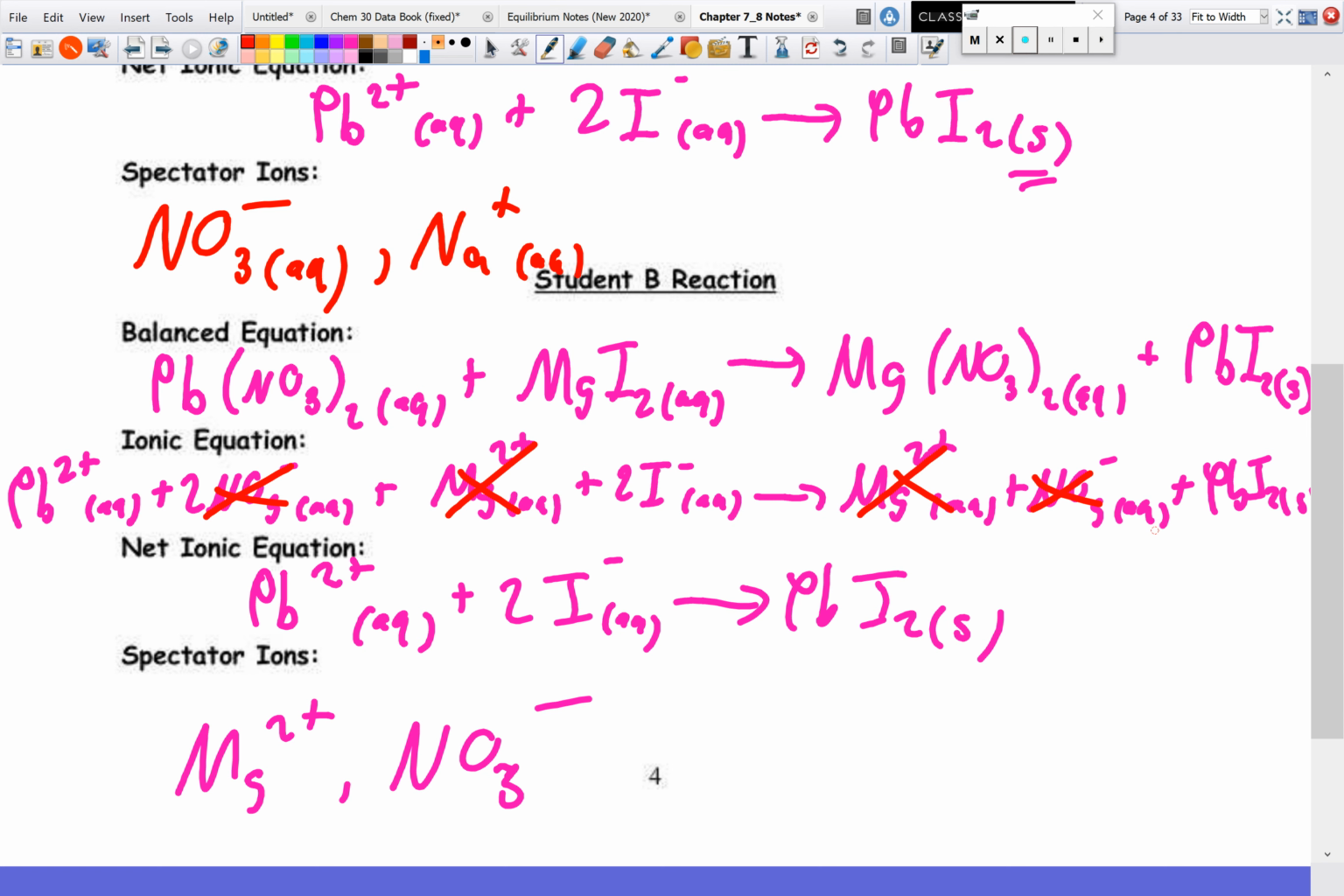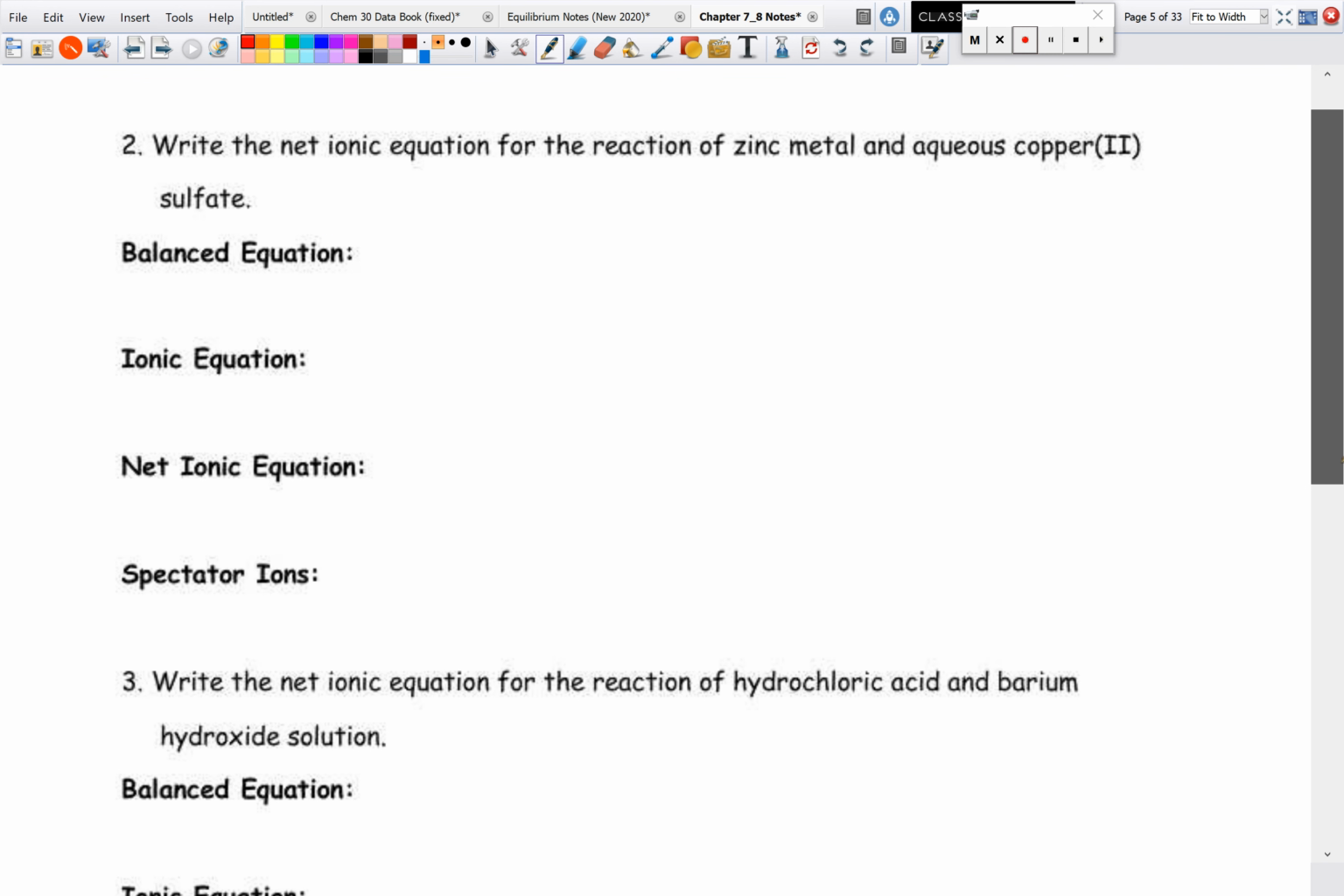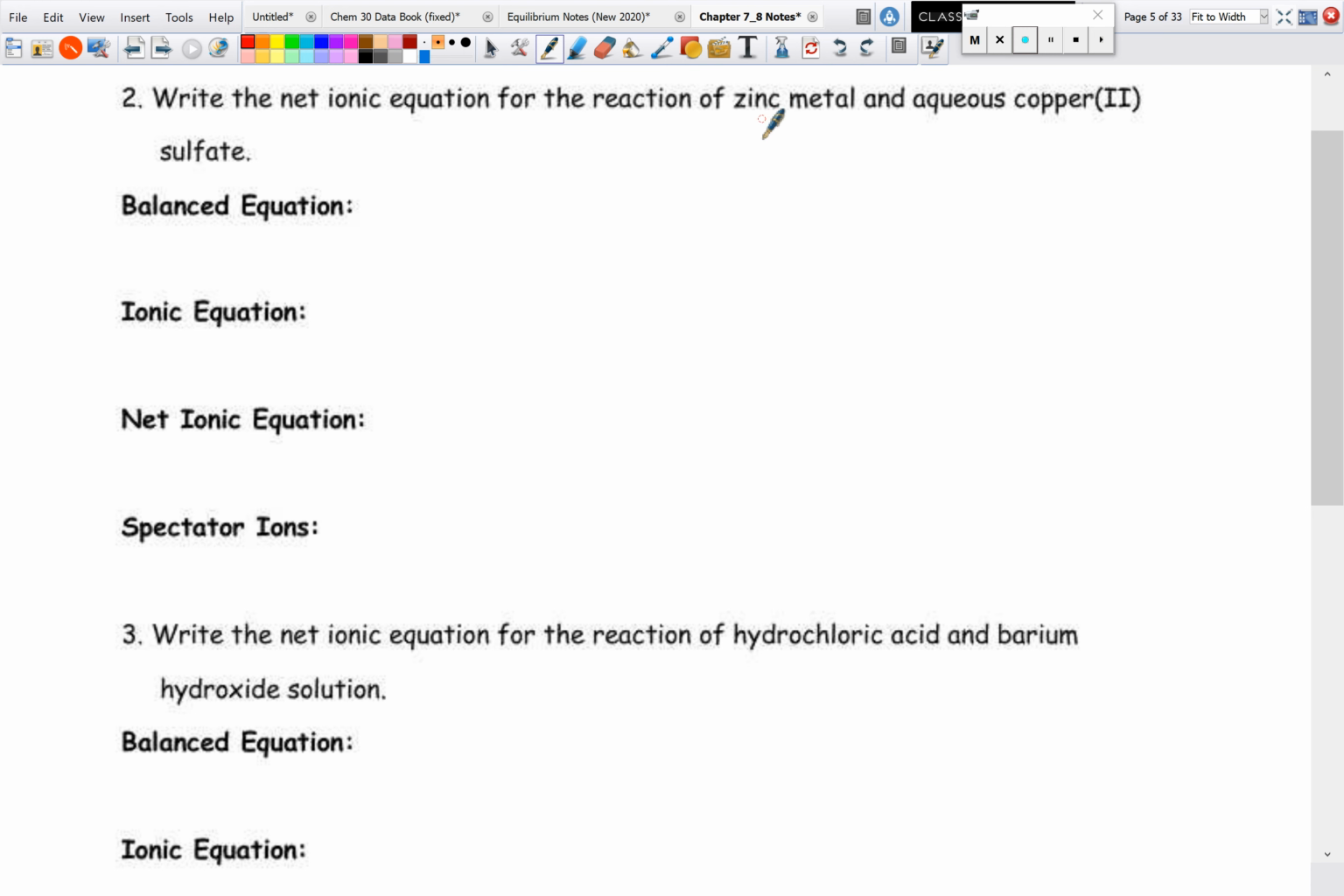Now I'm going to go over the second example, example 2, with you guys, and then I'm just going to ask you to try the other ones on your own. I'm just going to put up the answers, and then of course, your notebooks have a lot of these as well that you should definitely try. But what we have here, next one: write out the net ionic equation for the reaction of zinc metal with aqueous copper 2 sulfate.